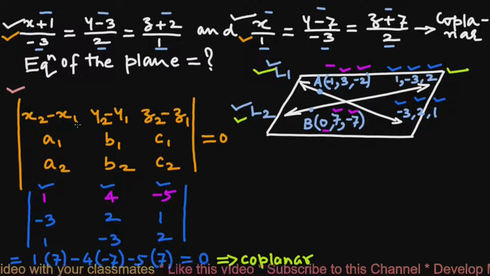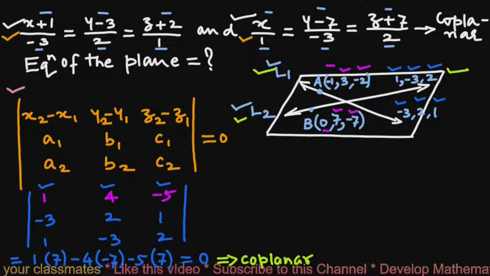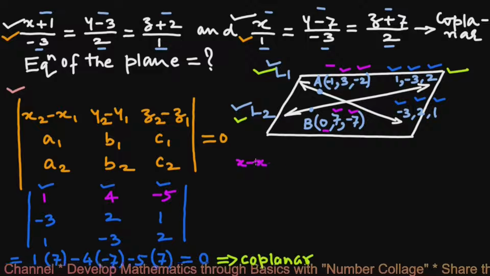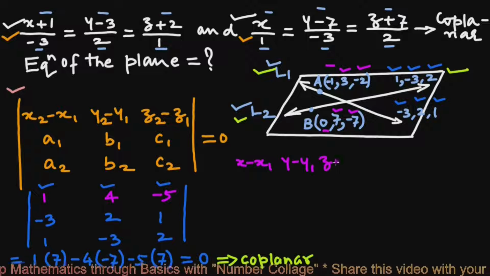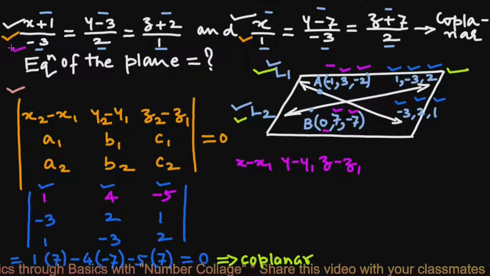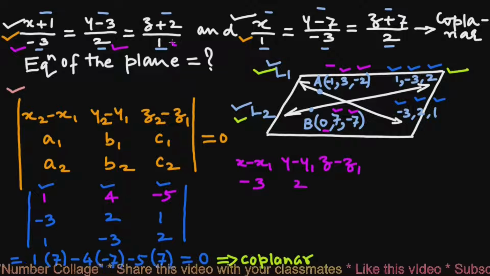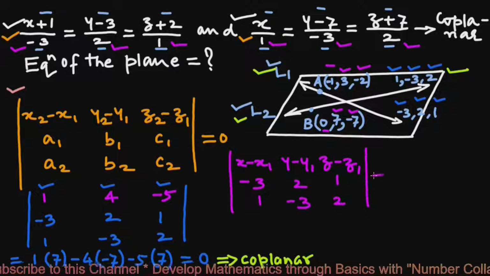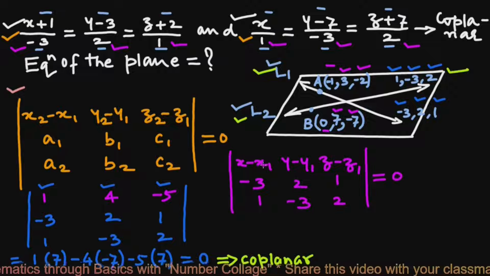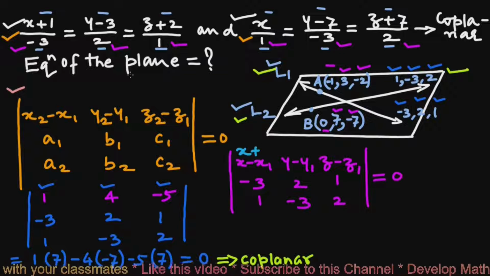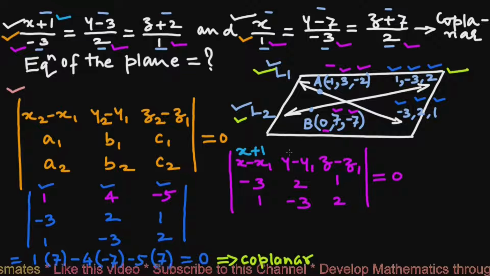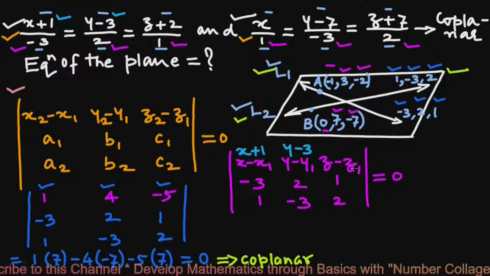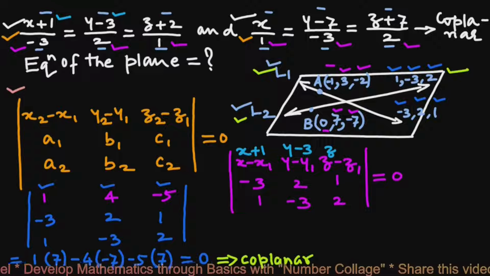Now we write the equation of the plane containing these two lines. That will be the determinant |x - x1, y - y1, z - z1; -3, 2, 1; 1, -3, 2| equals 0. Now x - x1 will be x + 1, y - y1 will be y - 3, then z - z1 will be z + 2.